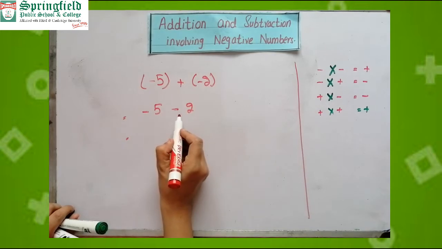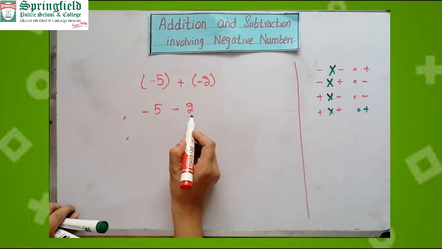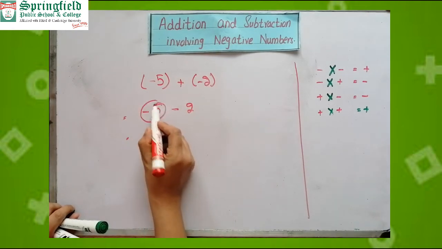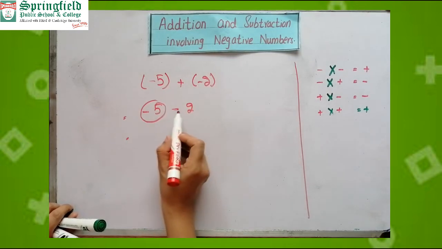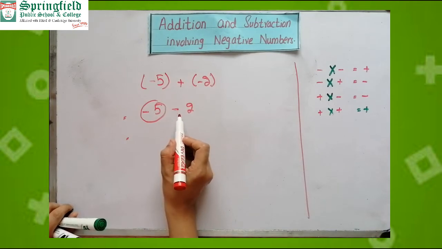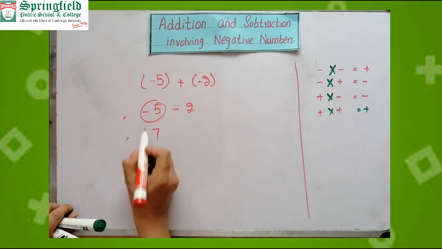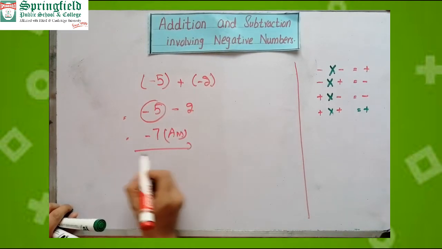Now when minus plus minus, minus sign will come: -2. And minus minus plus means 5 and 2 will add, but the sign will be minus. Why? Because the greater value has the minus sign. We will see the sign of the greater value. So minus minus, the procedure will be addition, but the sign will be negative. 5 plus 2 is 7 and the sign will be minus. So -7 is your final answer. Understood?